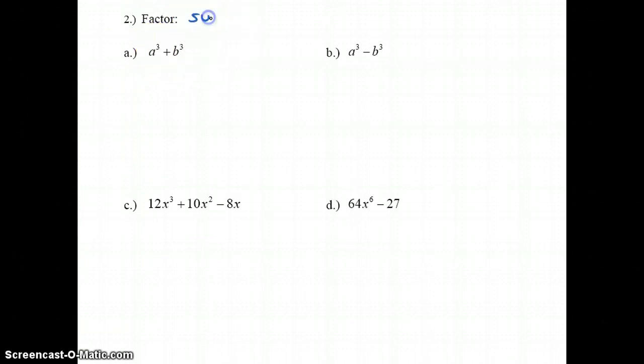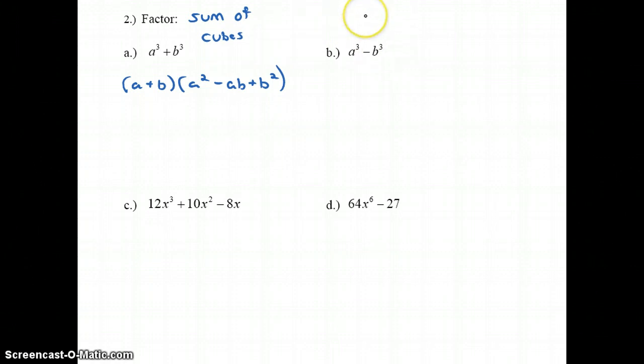So this is the sum of cubes. The sum of cubes, just something to know. You end up with a plus b times a squared minus ab plus b squared. You can figure this out with synthetic division or maybe some tools that we've done in the past, but this is what it comes down to every single time.